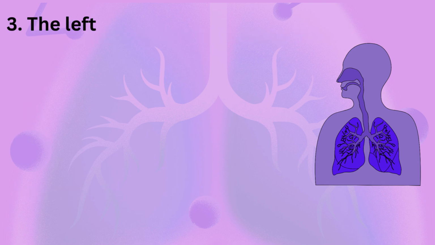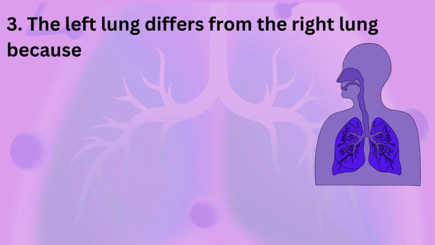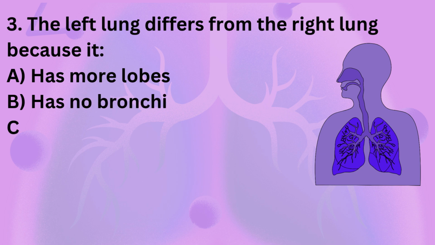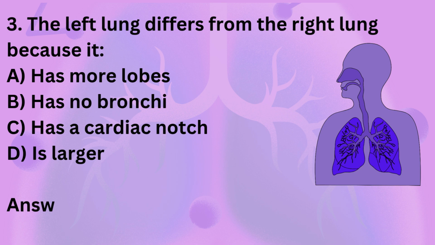3. The left lung differs from the right lung because it A. has more lobes. B. has no bronchi. C. has a cardiac notch. D. is larger. Answer. C. has a cardiac notch.